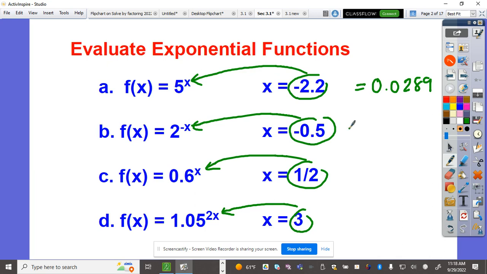will give me 0.0289. Then 2 raised to the negative 0.5 gives 1.4014, and 0.6 to the 1 half will give us 0.774. And 1.05 raised to the 2 times 3, we'll choose 6, will give me 1.34. Okay, there you go.